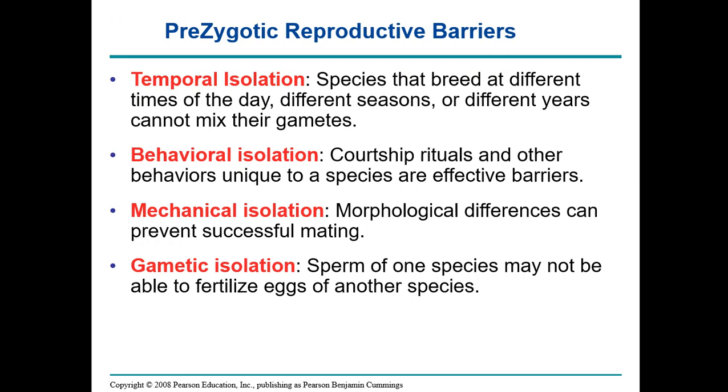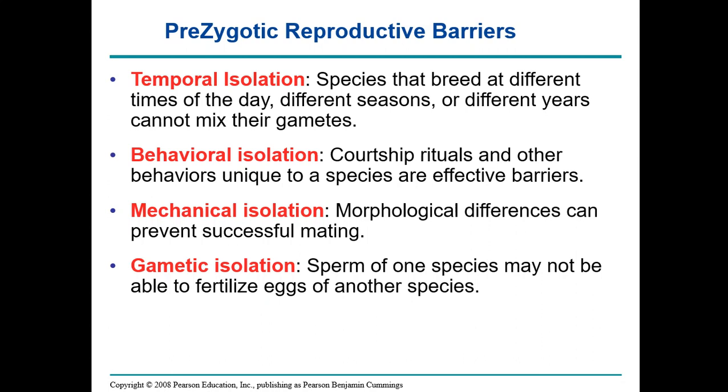For temporal isolation, species that breed at different times of the day, meaning one breeds at different times of the day, not only day, but seasons as well, or years, and therefore cannot mix their gametes. For example, one of the species breeds in the summer season, the other species breeds in the winter season. So one breeds during the day, the other breeds during the night. Okay, so temporal isolation, meaning time matters here.